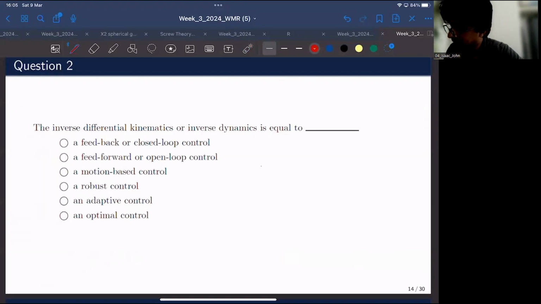You know the differential kinematics law, that is eta dot is nothing but J of psi multiplied by zeta. This is forward differential kinematics.